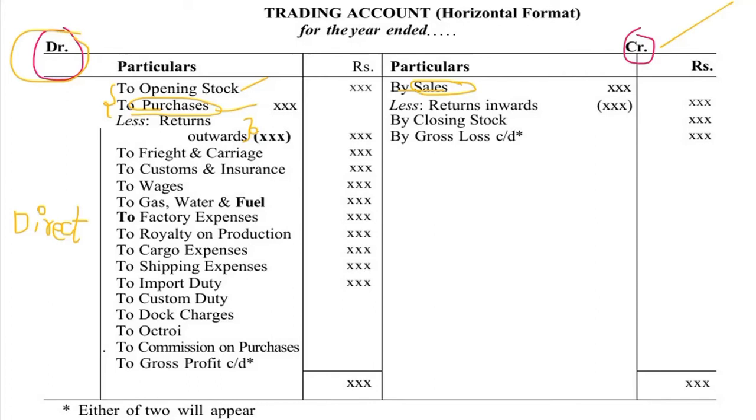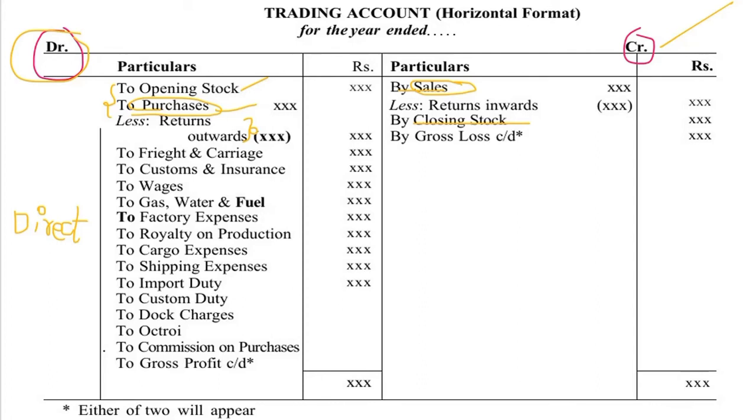So if some other people are purchasing things from us, those are called sales. They are going to pay us, not we. So if there is any sales return or sales inward, we need to deduct them, guys. Then here, the closing stock.